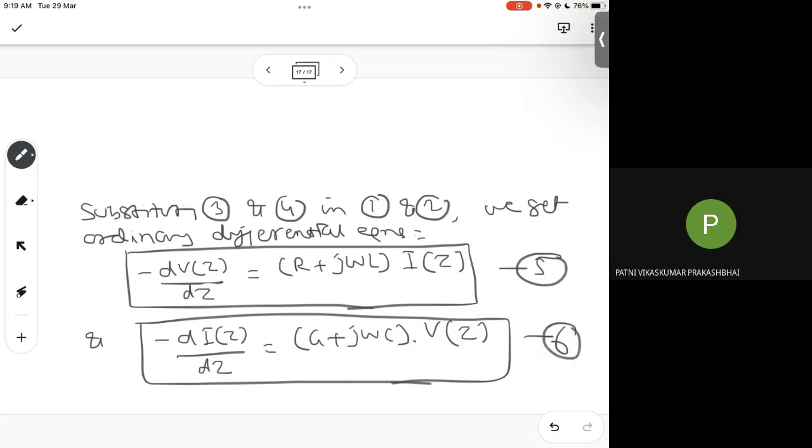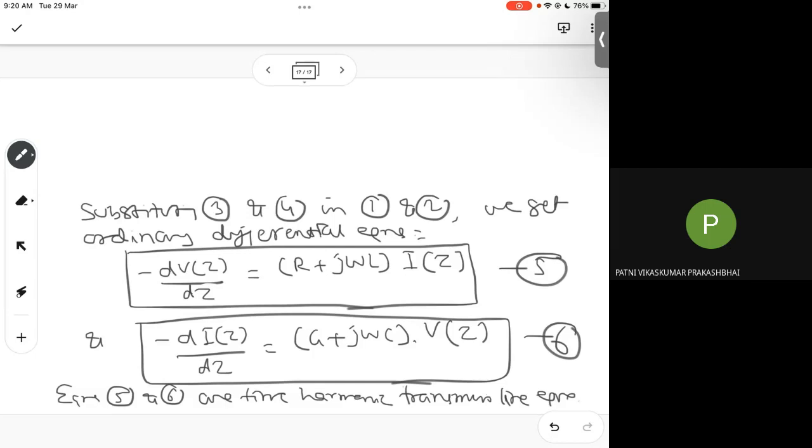Now, the major thing is that once we come to the differential equation, it becomes very easy. So these equations 5 and 6, what are these equations? These equations 5 and 6 are the time harmonic transmission line equations. Okay, simple ordinary differential equations.